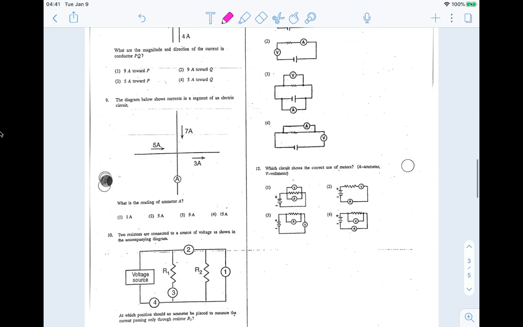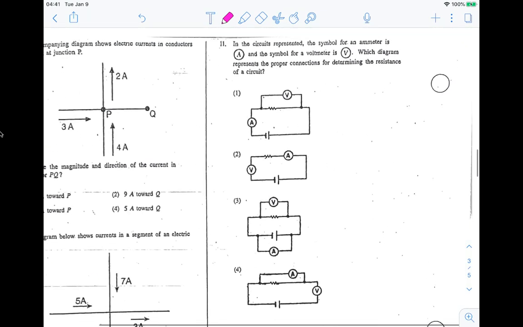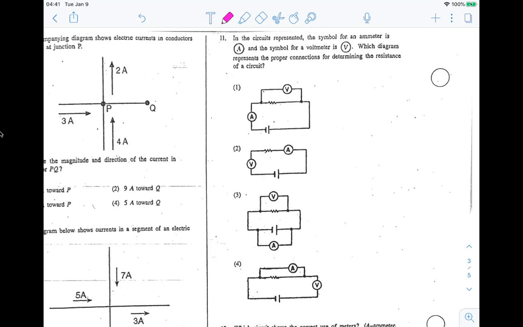The only one that I do want to just look at with you is number 11. In the circuits represented, the symbol for an ammeter is a circle with an A, and the symbol for a voltmeter is a circle with a V, just like what we've been working with. Which diagram represents the proper connections for determining the resistance of a circuit? Well, we need to know which ones are represented correctly. If we're talking about an ammeter, that should be inside of your circuit. And if we're talking about a voltmeter, that should be outside of our circuit.